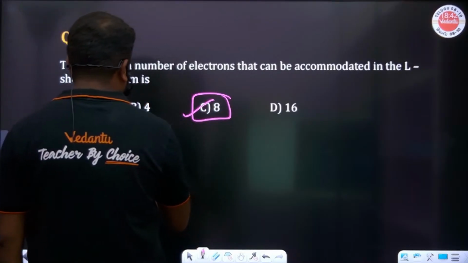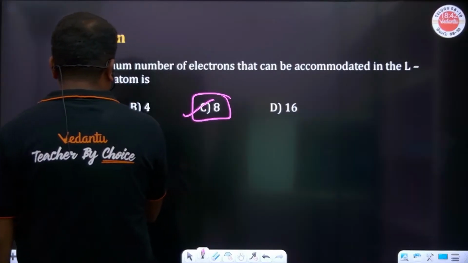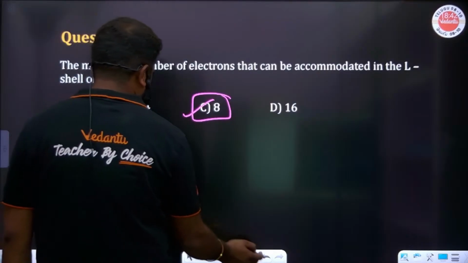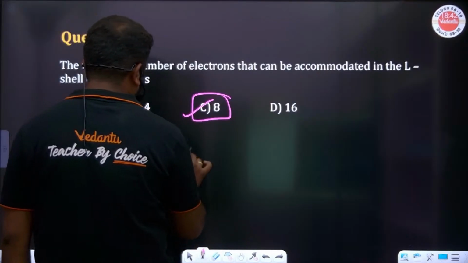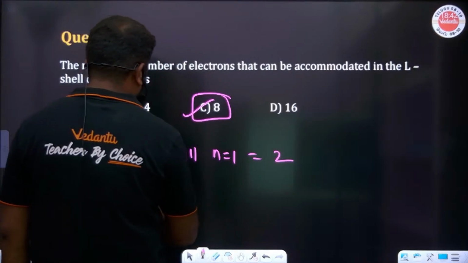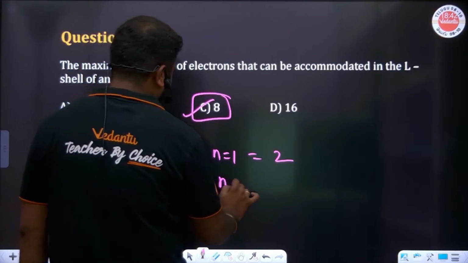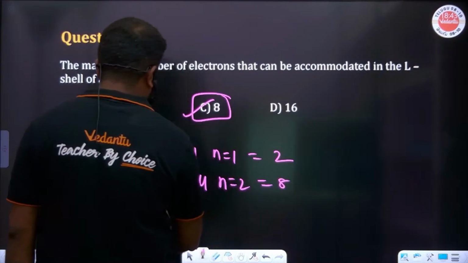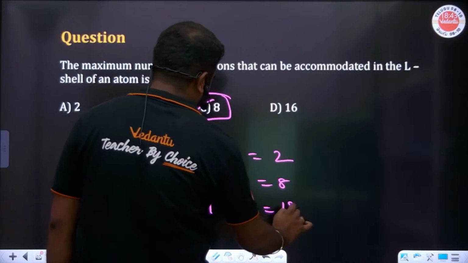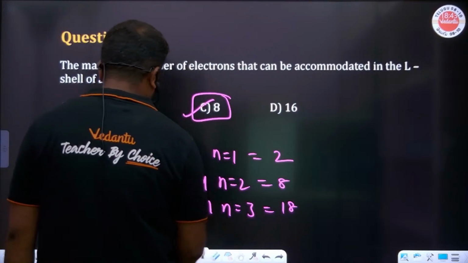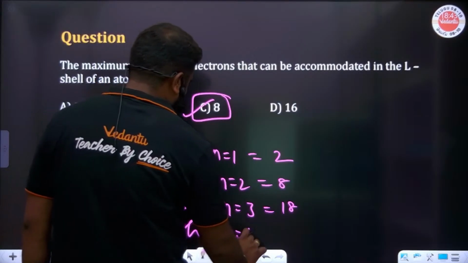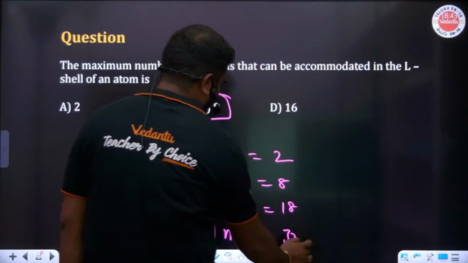So here, for the shells we have the formula 2n². So for the K shell, n is equal to 1, there are 2 electrons. L shell, n is equal to 2, 8 electrons. M shell, n is equal to 3, 18 electrons. N shell, n is equal to 4, 32 electrons. That is the answer.